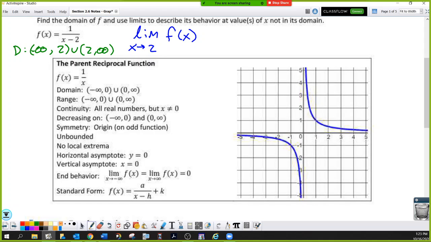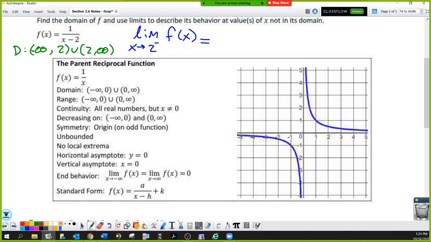But specifically, I'm going to approach the number 2 from the left of it. So 1.9, 1.99, 1.9999999. The point is, I'm going to be getting really, really close to x equals 2, but just to the left of x equals 2. So those symbols, again, say, hey, what are the y values doing as x gets close to 2, but from the left of 2? So what are the y values doing?